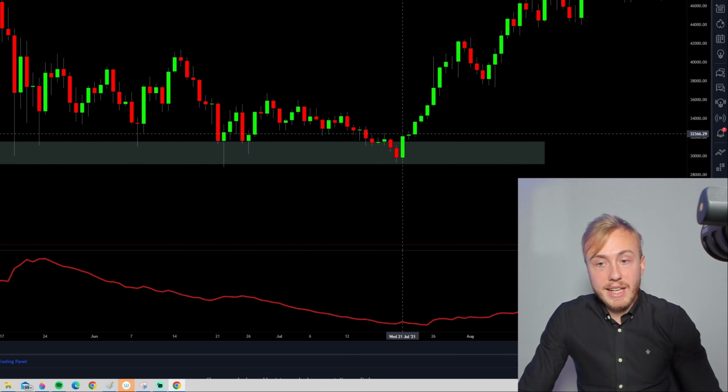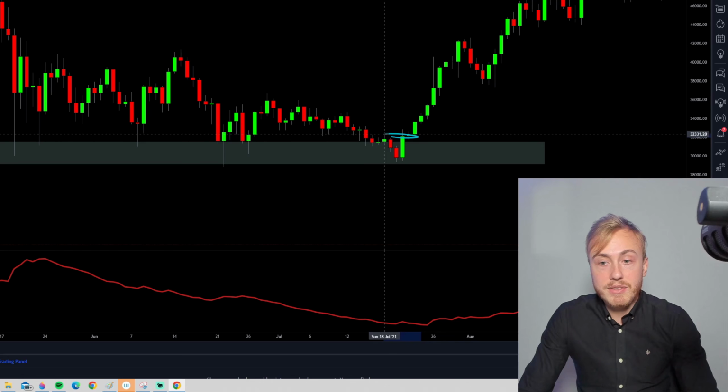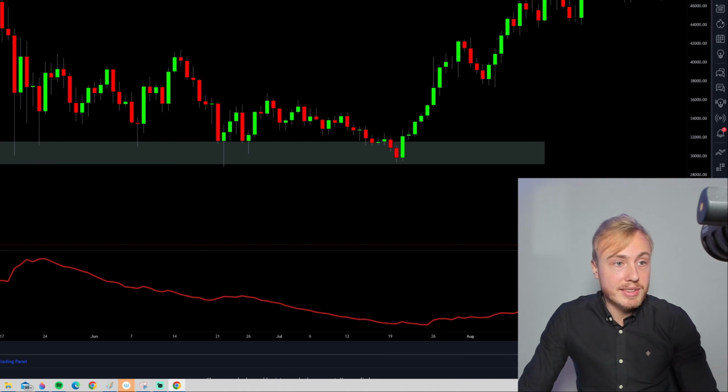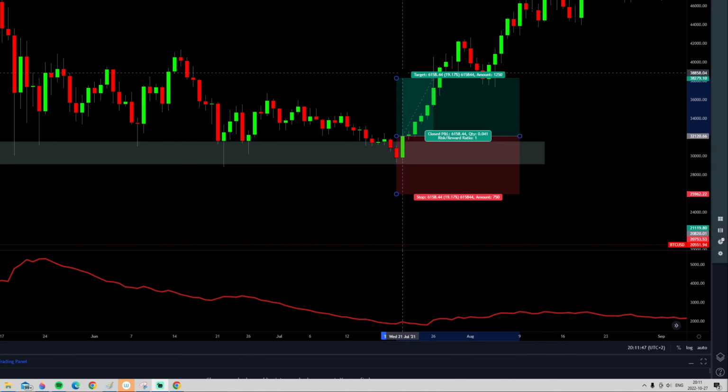So let's just for the example say that we entered a trade at the high of this candle. So we entered a trade right here. So we enter a long position right here. Let me actually take away my face so you can see it a bit more clearly.